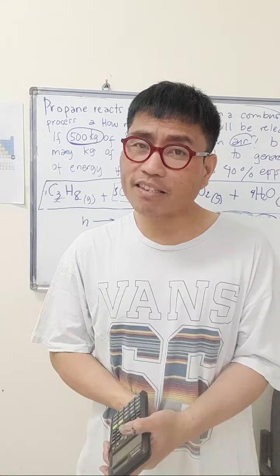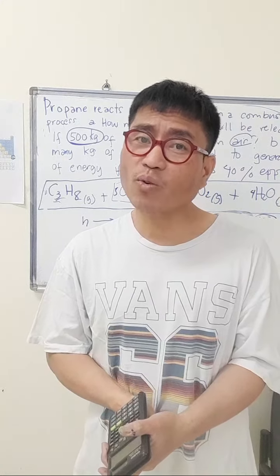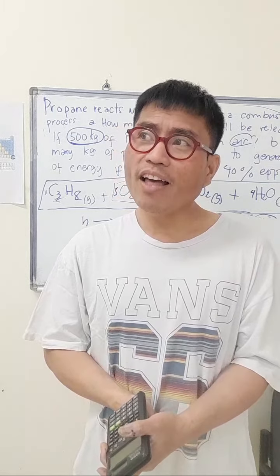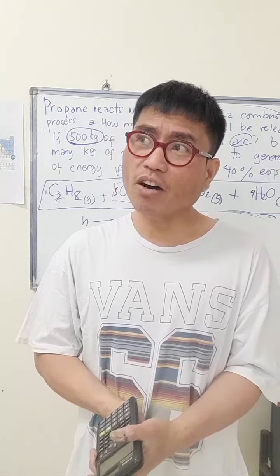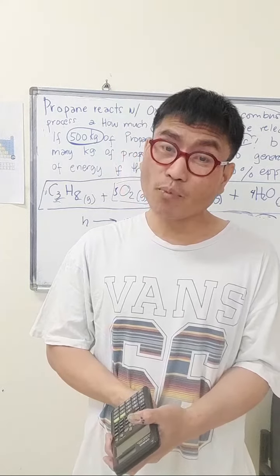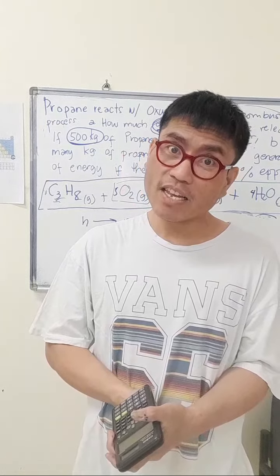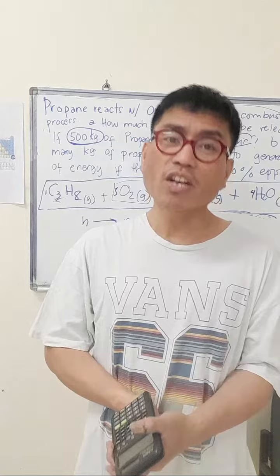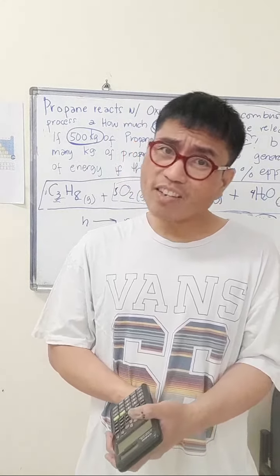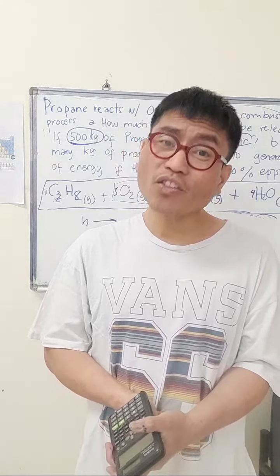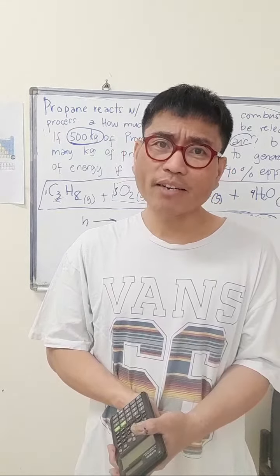Review physics. Percentage efficiency is equal to work output over work input times 100. And then also review the chemistry part of percentage yield, because yield is also product. Meaning to say, if you produce a product, efficiency is the performance of your machine or the performance of your chemical reaction. Percentage yield is equal to the actual yield over the theoretical yield times 100.